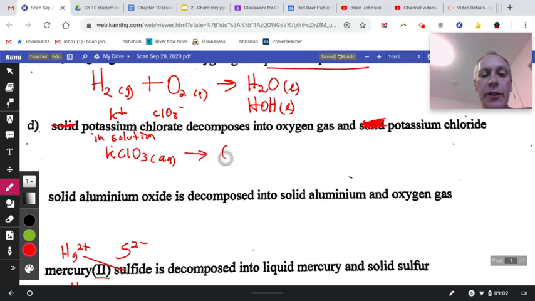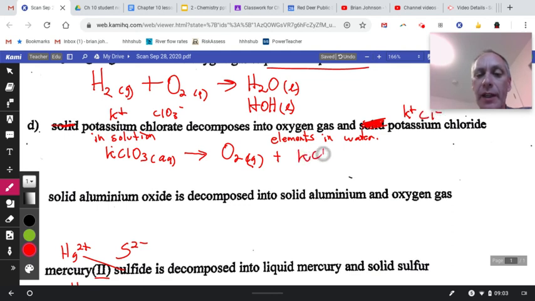Decomposes into oxygen gas. Oh, this is in water. Does it matter if oxygen gas, do I write that as aqueous or do I leave it as a gas? What do we do with elements in water? Do you remember? Elements in water keep their state. So on the periodic table, oxygen is a gas. In water, oxygen is also a gas. Okay. And potassium chloride, so that's K plus, Cl minus, KCl.